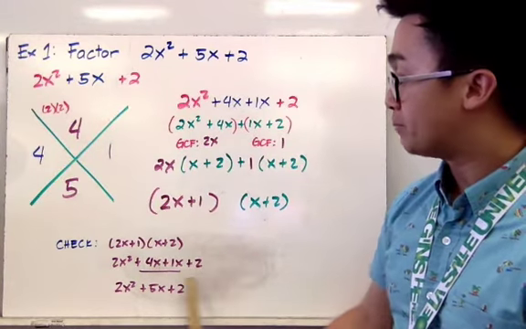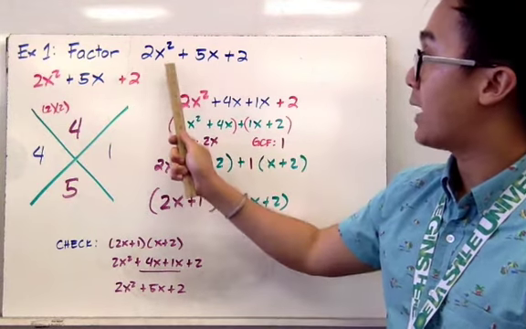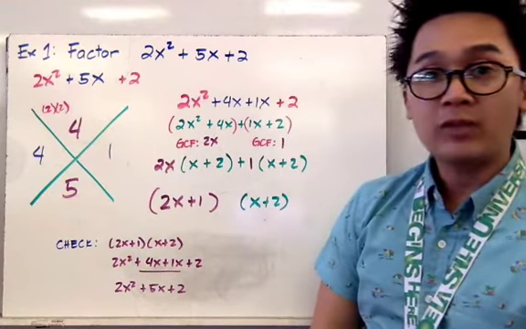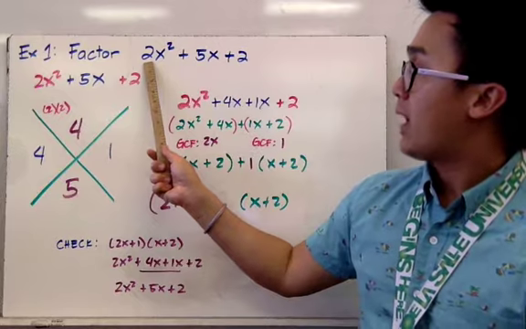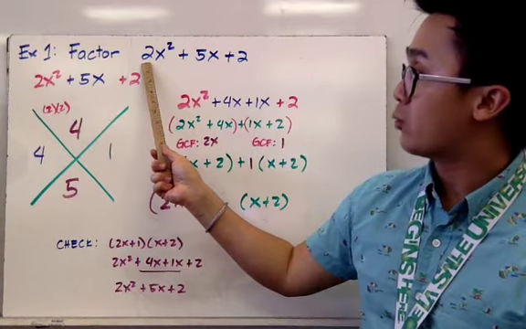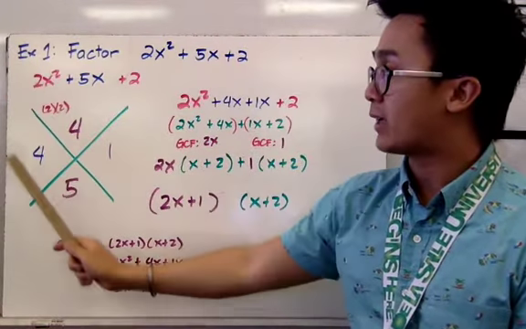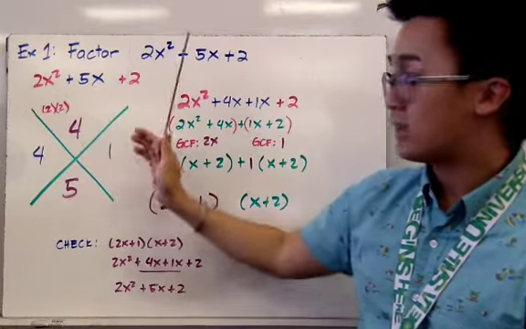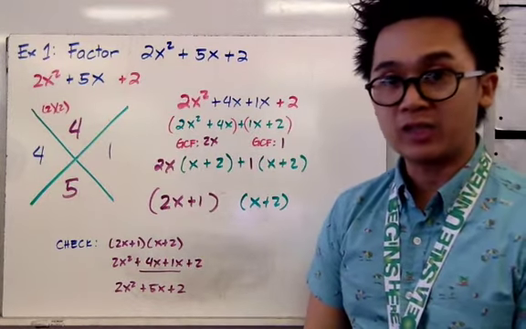And by simplifying it, we now have 2x squared plus 5x plus 2, which is the same as the original equation. So this is how we factor out quadratic equations when the leading term has a coefficient that is more than 1. So we have two stages. The first stage would be finding the factors of the product of the first and the last term. And then the second stage is factoring by grouping and using GCF.